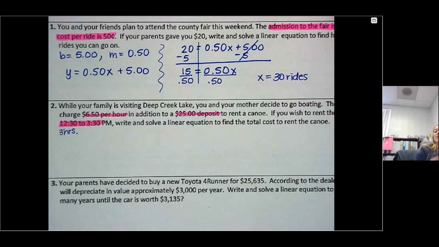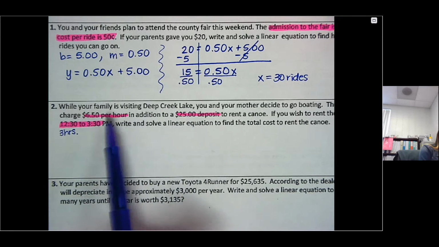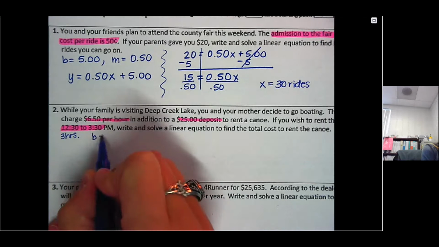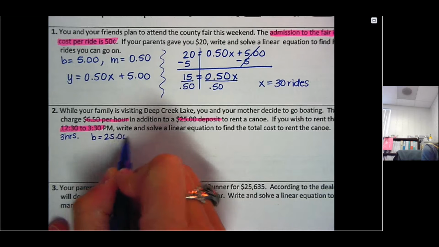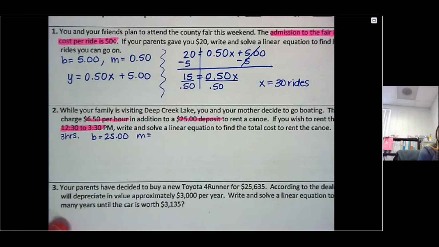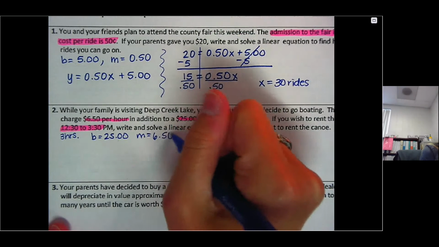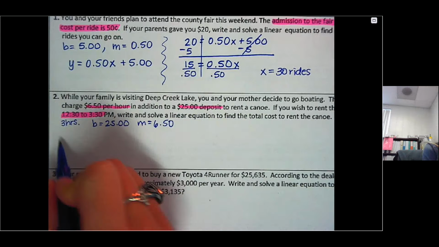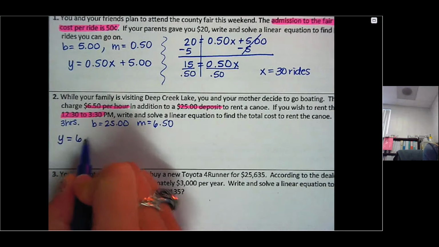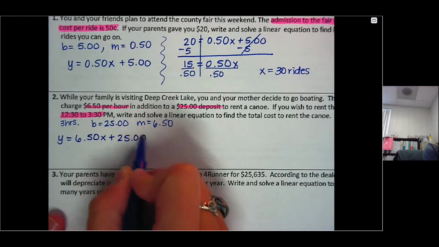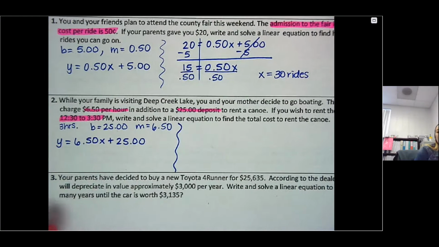Okay. So we're going to write down our slope or our rate, and then we're also going to write down our one-time fee. So which one of those is your B value, your one-time fee? The 25. What's your slope or your rate? 6.50. So now I'm going to take those two pieces, write my equation. Y equals 6.50x plus $25. There's your equation.